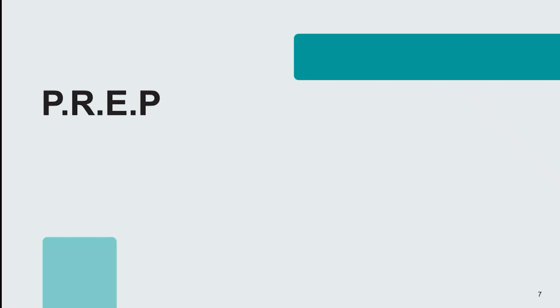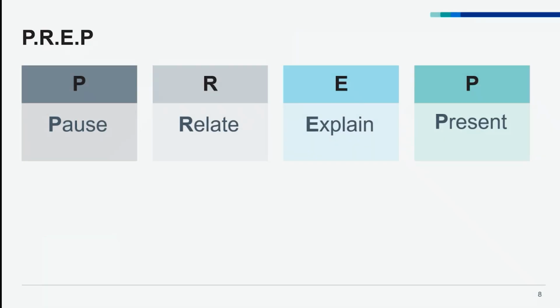So we've developed an acronym as a tool to support you during your assessment when responding to the scenarios in each station. And that acronym is PREP. So we're going to have a look at those individually now. P stands for pause and process. R, relate to professional responsibilities. E, explain what you would do. And P, present a safe response.